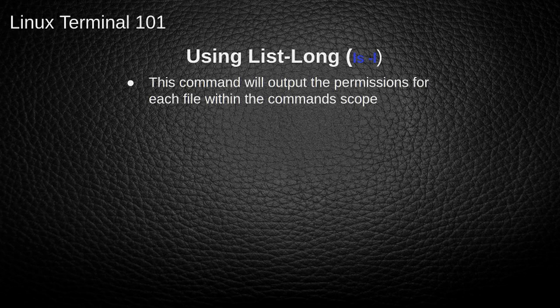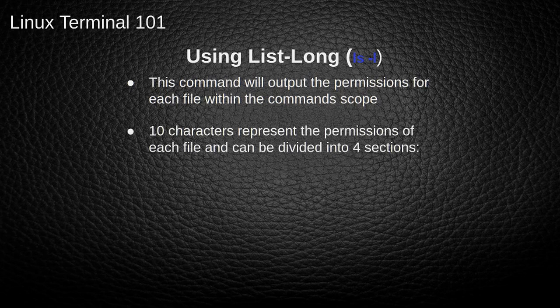Now, a command that we did use in Lesson 1, ls, is going to be used here, but it's going to be used with the L option. Sometimes this is referred to as list long or long list. I've heard it both ways. And that command is simply going to output the permissions for all the files within its scope. Now, each one of the files within that command scope, the permissions for that file are going to be expressed using 10 characters.